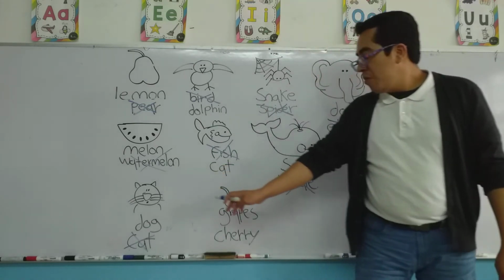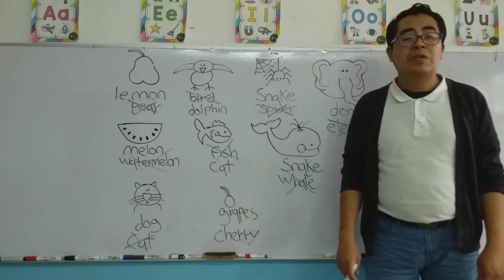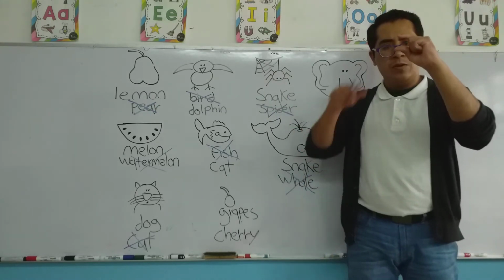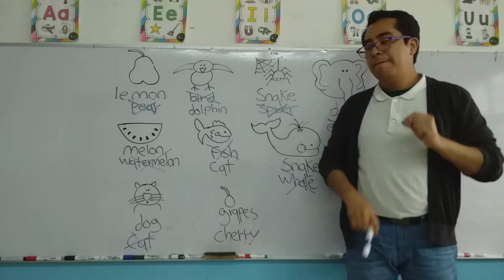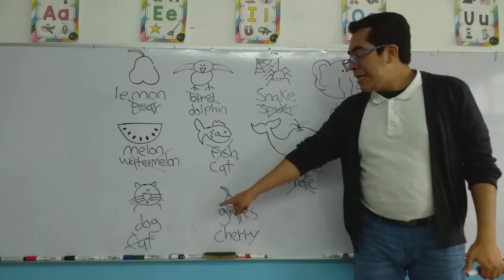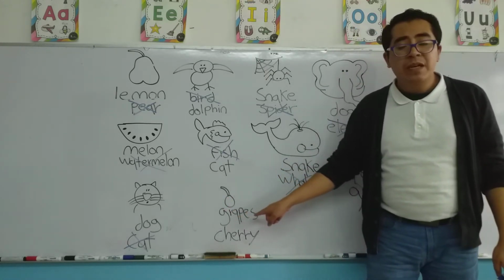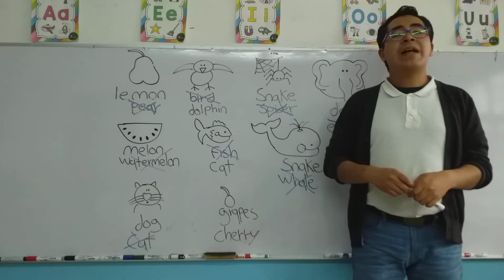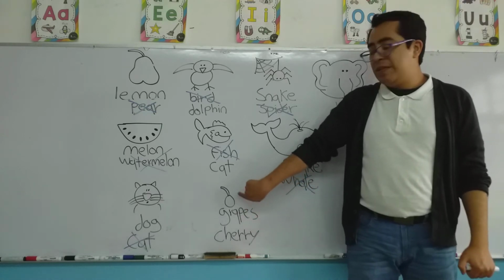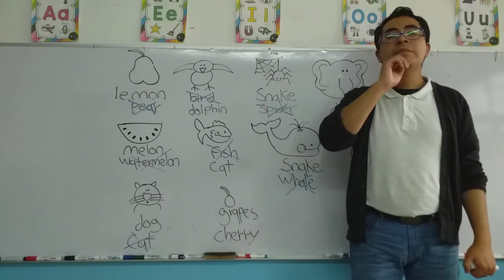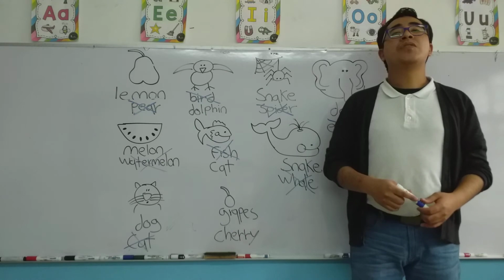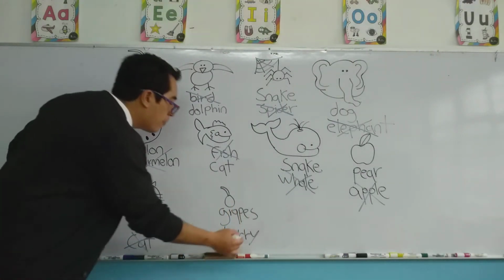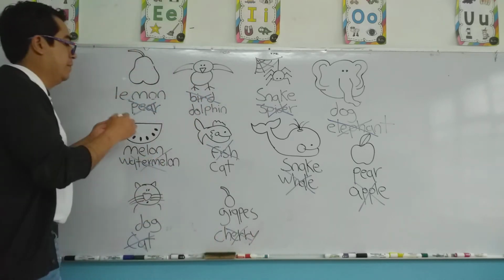Next to, we have another fruit, and this is the smallest of all. Color red, looks like a circle. On it says grapes, under it says cherry. What is the name of this fruit? Cherry. Very good. So we mark it with an X.